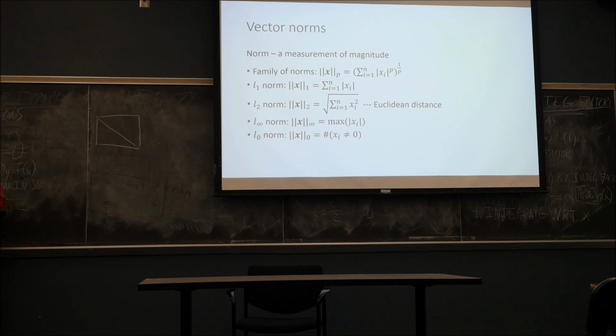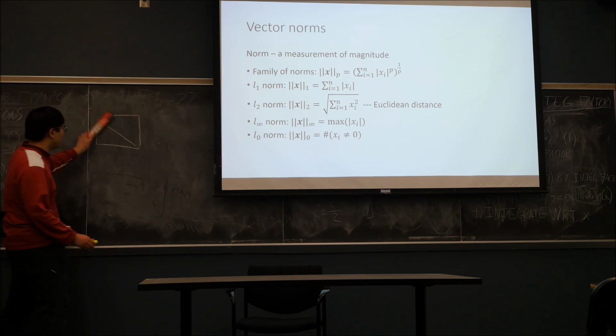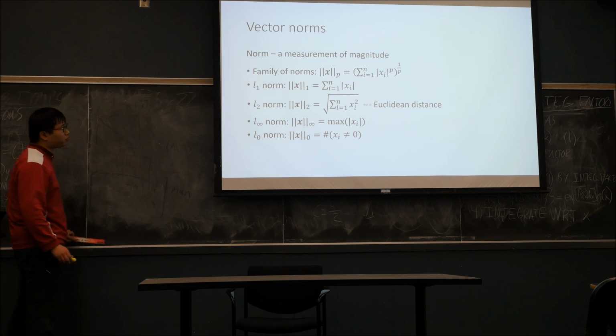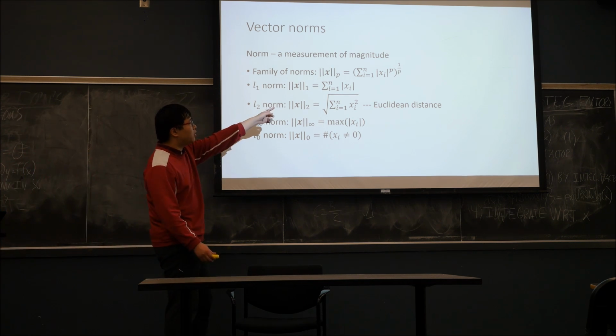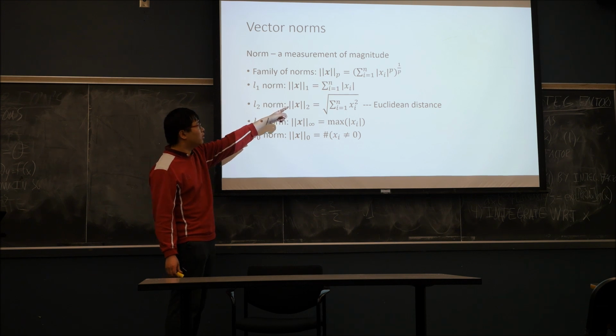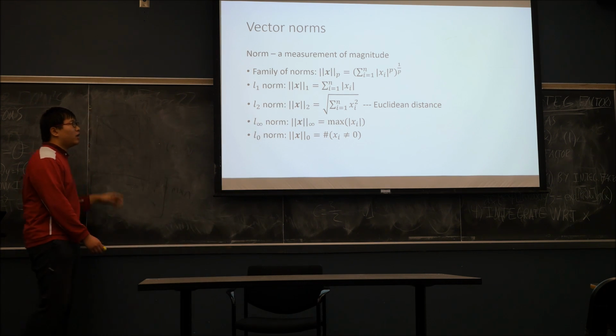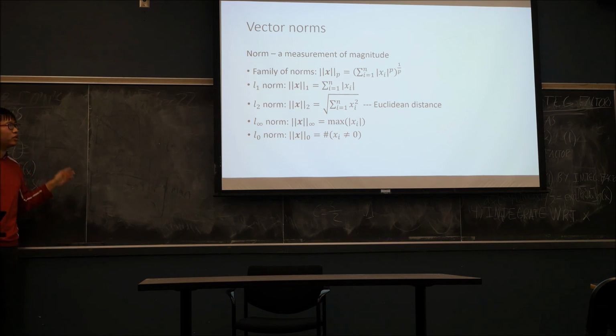Okay, so vector norms. You probably saw norms in the lecture already. A norm is a measurement of magnitude. If a norm is big, it means this vector has a big magnitude by some measurement. A small norm means the magnitude is small, right? But the measurement really matters. This is the family of norms. You take each element, apply a power, sum that up, and then take a root.